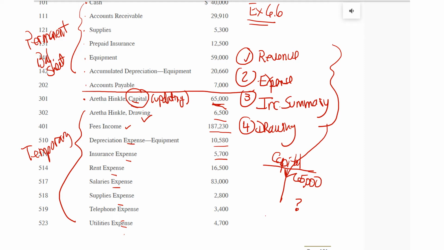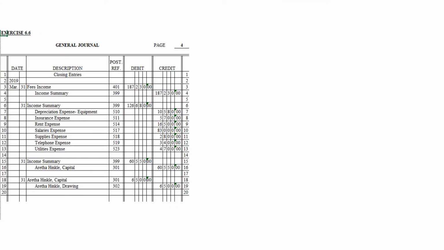So again, on the next slide, I'm going to walk you through the entries, and then I'm going to show you the ledger aspect of this. All right, so here's your journal, and this includes all of the 4 different closing entries. Note, here's the first one. I'm just going to label this as number 1. Notice they're debiting fees income for the $187,230, and then they are crediting income summary for $187,230.